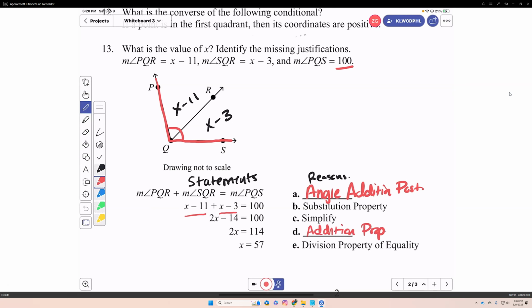That's the addition property. The reason it's called the addition property is because they're adding 14 to both sides. So we have proven that x equals 57.